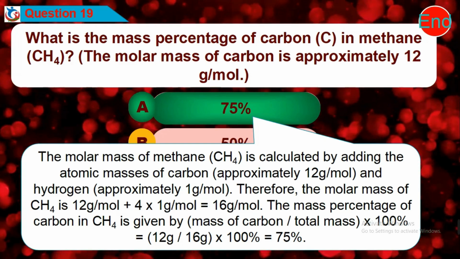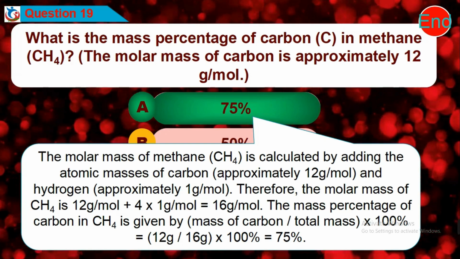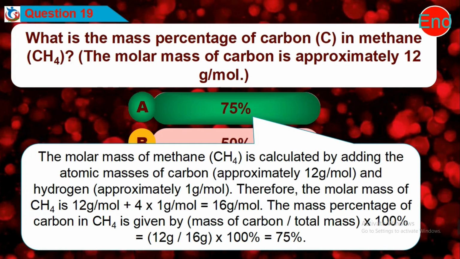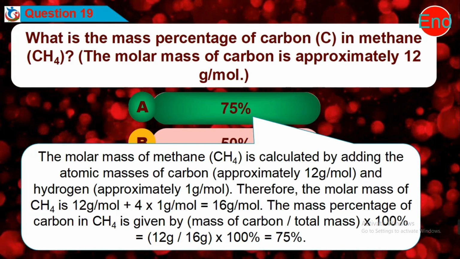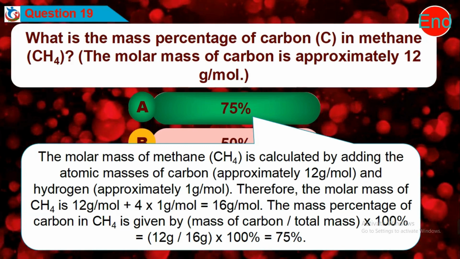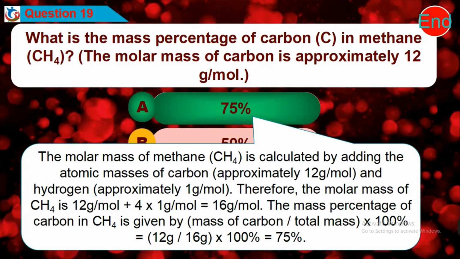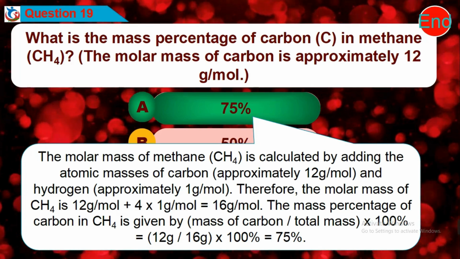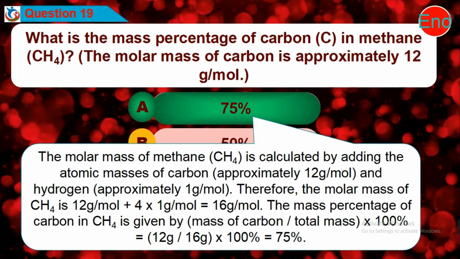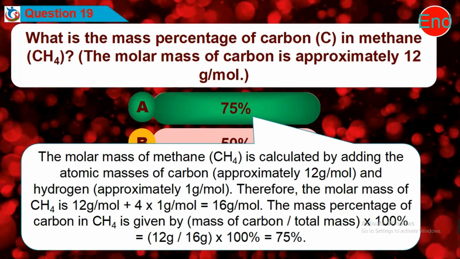Now the mass percentage of carbon in CH4 is given by the mass of carbon divided by the total mass of methane times 100%. So the mass of carbon is 12 grams, while the total mass of methane is 16 grams. So once you divide it, then you multiply it by 100%, you now have 75%.